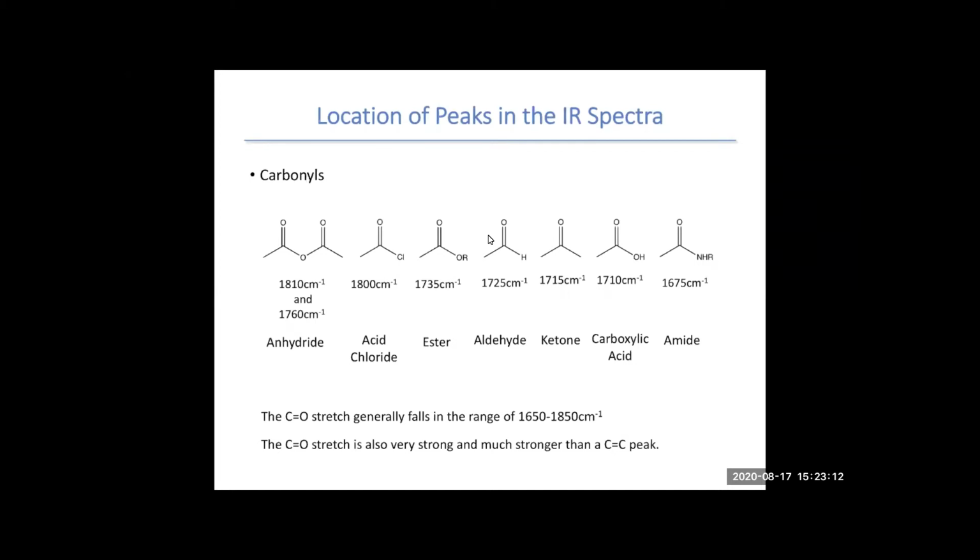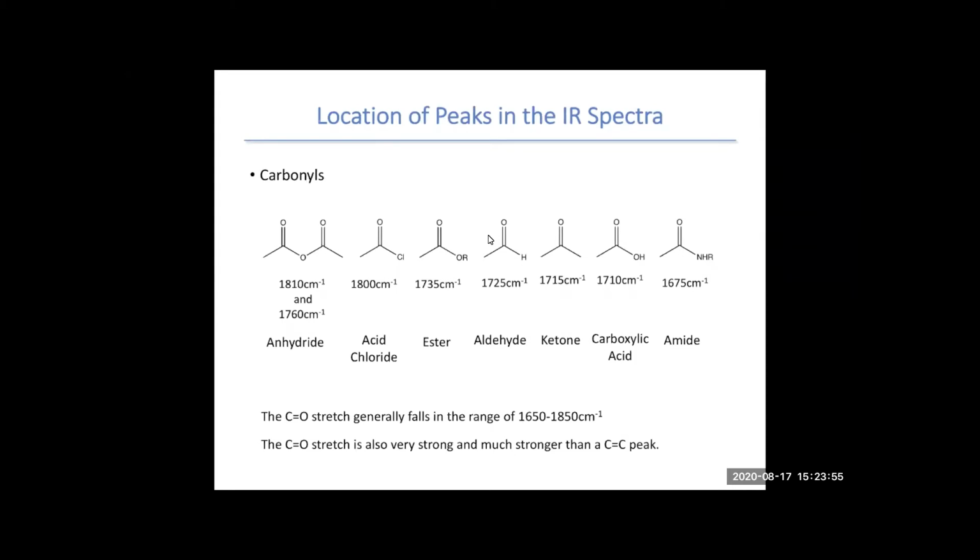You can see the carbonyl groups go from around 1800 with our acid anhydrides down to about 1675 with our amides. And they're listed here in the order from the highest wave number decreasing. The anhydride shows up in two places. Anhydrides are 1810 to 1760. Acid chlorides are around 1800. Esters are around 1735. Aldehydes are around 1725, ketones are around 1715, carboxylic acids are around 1710, and amides are around 1675.